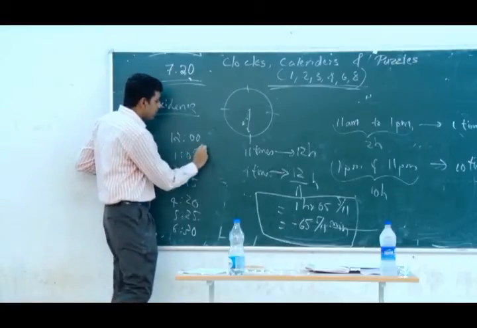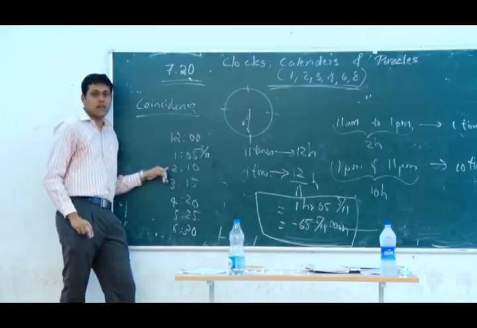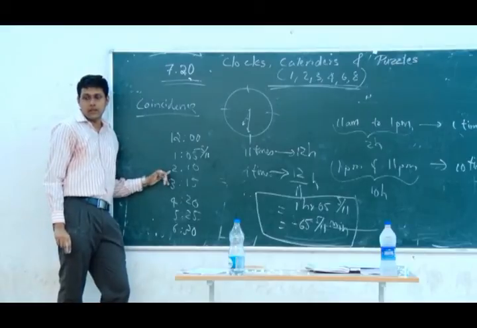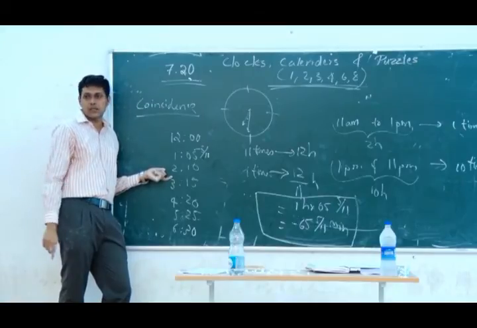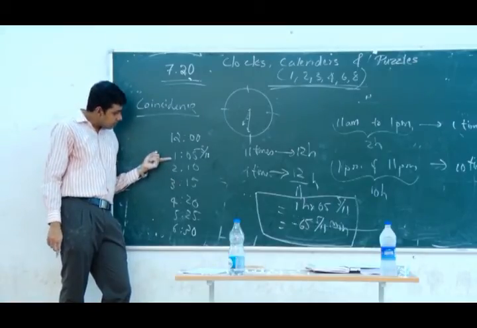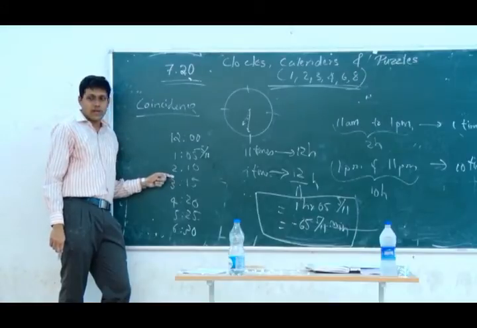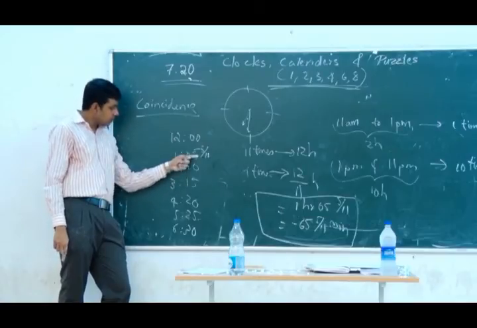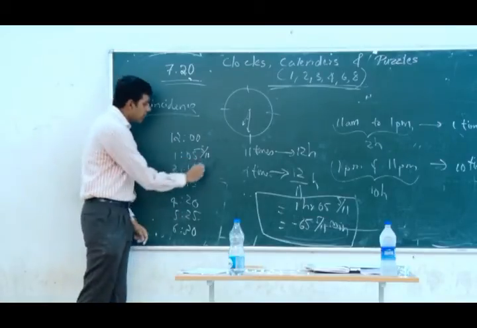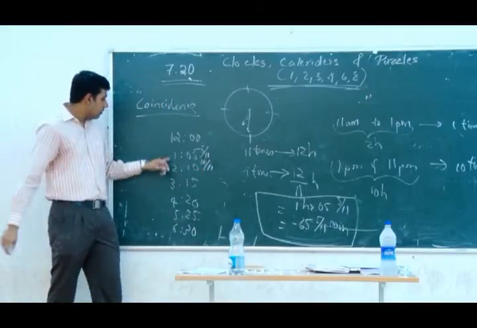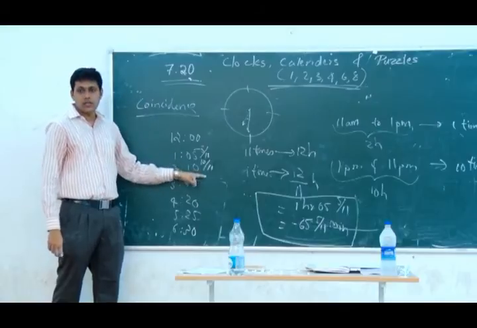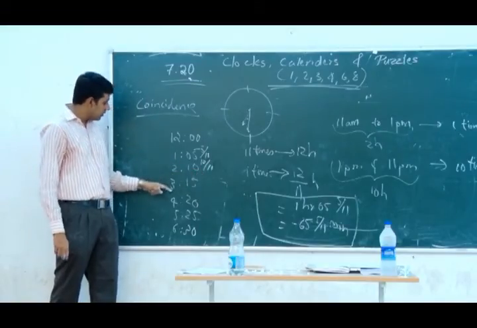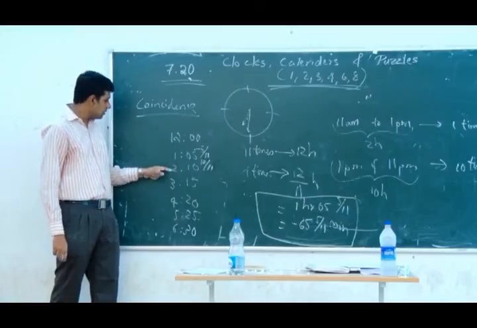So it's not actually 1:05. It actually coincides at 1:05 and 5 by 11. But we don't actually see the 5 by 11 because it's not a full minute, so we assume that it is 1:05. Then move on to the next, plus 1 hour, 5 minutes. So 2:10 and 10 by 11. Again, 1 full minute is not completed, so we don't see much difference. Next, 1 hour, 5 minutes.